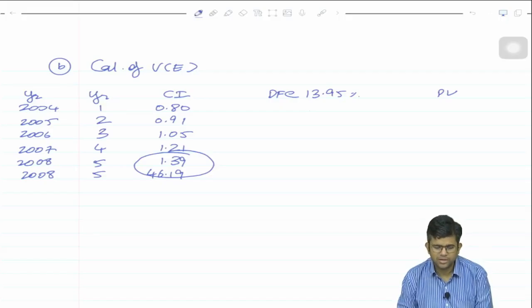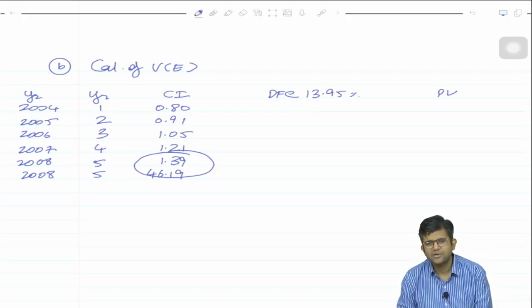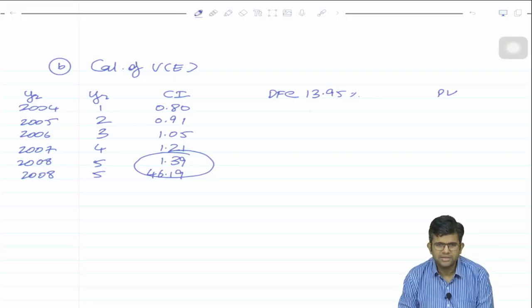And now students, 2004, 5, 6, 7 and 8. These 5 years only I have to discount and bring it to 2003. 2003 is year 0. Can I say for this I will not be using 12.3%. We will be using fully 13.95% only, because 2004 to 2008 end is 13.95. Got it? From 2009 to eternity, we took 12%. Everyone clear? Because at that time the discounting rate was 12.